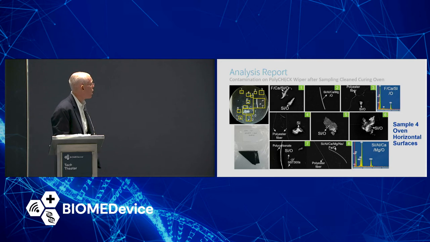Curing ovens are a major source of contamination buildup. A lot of times, like I said, you'll go for weeks or months and you don't have an issue, and then somebody changes the filter in the oven or does some maintenance, and all of a sudden contamination is everywhere.